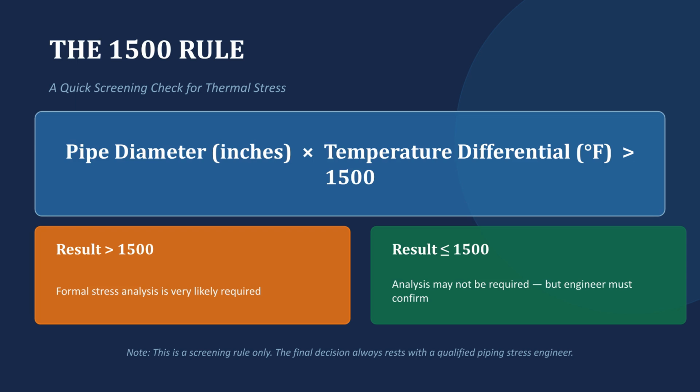Let's do a quick example to make this concrete. Imagine a 10-inch diameter pipe with a temperature differential of 200 degrees Fahrenheit. Multiply 10 by 200 and you get 2000. Since 2000 is greater than 1500, this system would very likely require formal stress analysis.